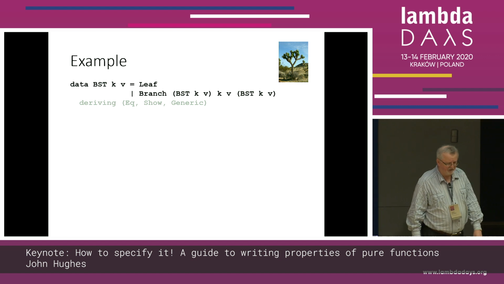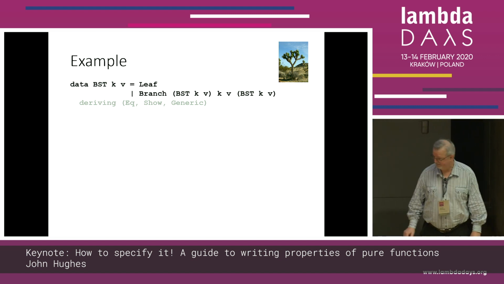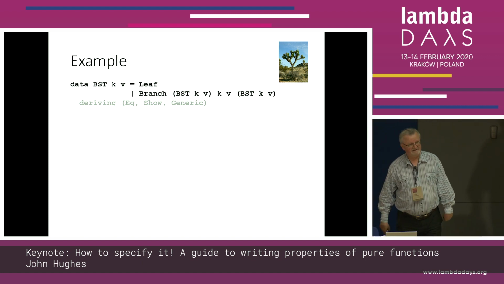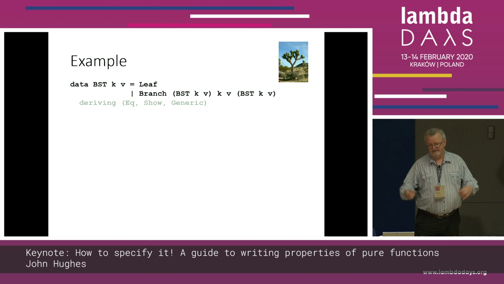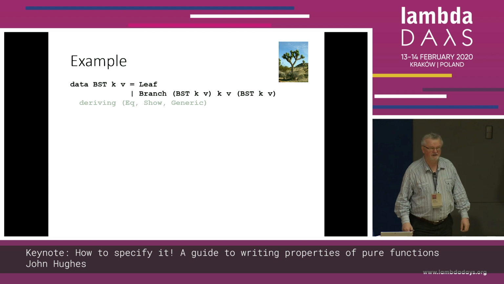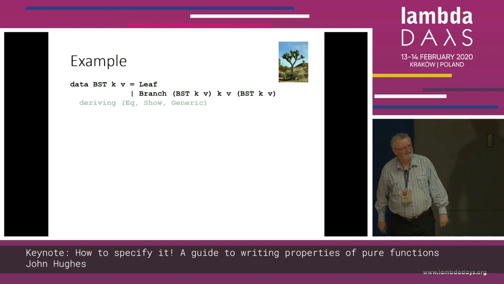To do that, I'm going to need a simple example, but not as simple as the reverse function. And so I'm going to use binary search trees containing keys and values. So this is just a representation for finite maps. And I'm sure everybody has studied binary search trees at some time in the distant past, maybe. But we're going to test a Haskell implementation of them.